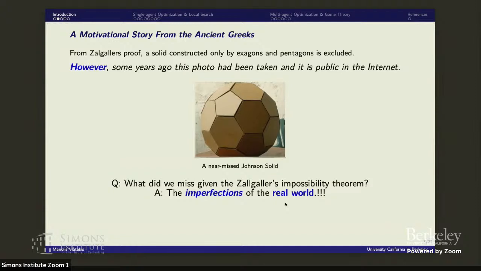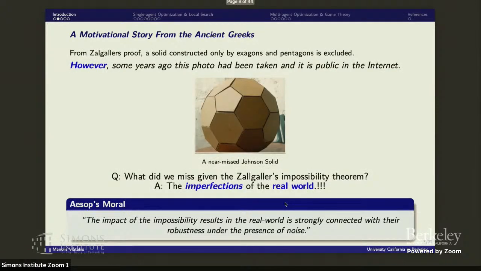Now, what is all that connected with computer science? What is the Aesopian moral here? That the impact of the impossibility results, that we have plenty of them in computer science, and especially in theoretical computer science, the impact of the impossibility results in the real world is strongly connected to how much robust they are in the presence of noise.